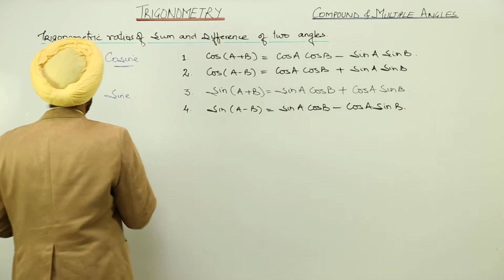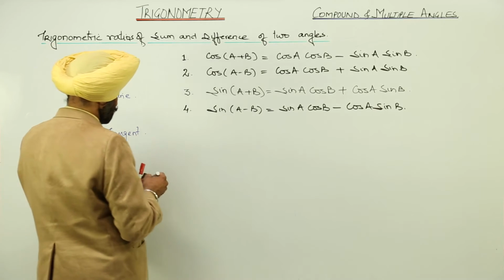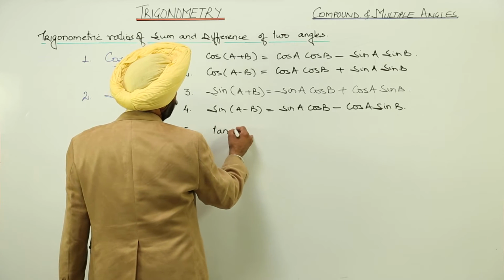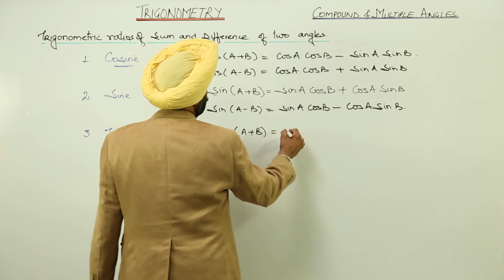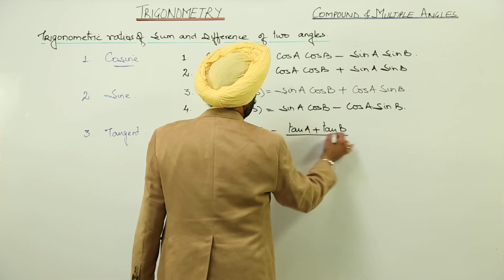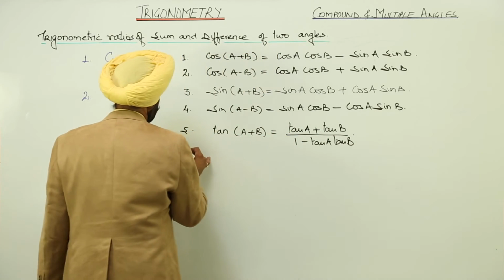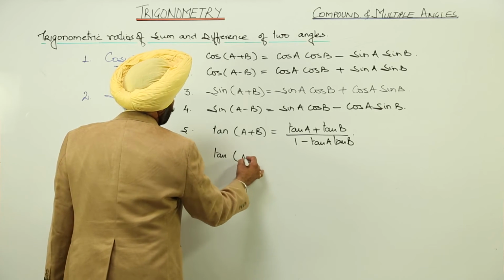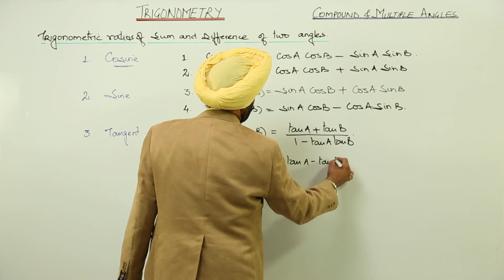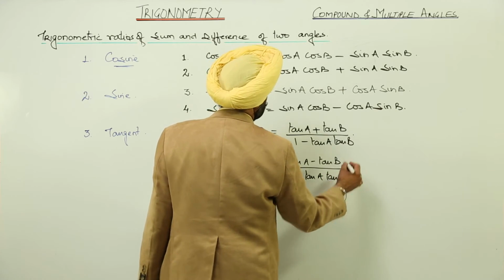Next we are having for tangent. Now sum of two angles, tan A plus B. Now this is tan A plus tan B upon 1 minus tan A tan B. Difference tan A minus B. Now this is equal to tan A minus tan B upon 1 plus tan A tan B. Now remember, you have to learn all these formulas. Okay.